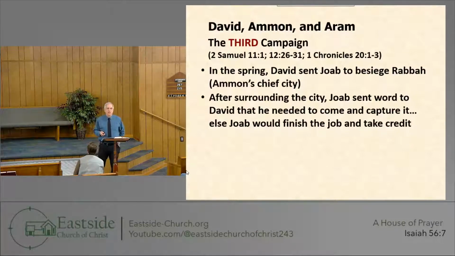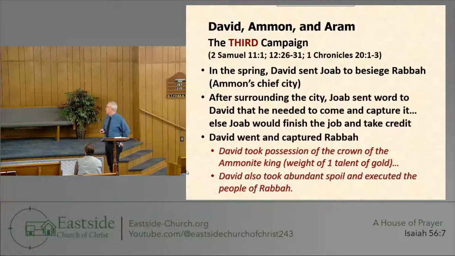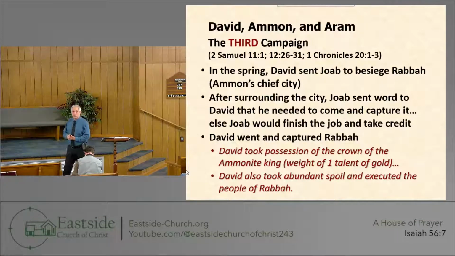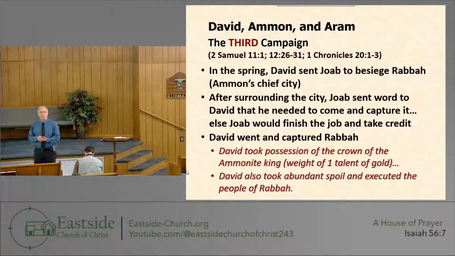You see that in 2 Samuel 12, verses 26 through 31. So David goes, they capture Rabbah. David takes possession of the crown of the Ammonite king. It weighed a talent of gold, this huge gold crown, other spoils, and they execute many of the people of Rabbah. So there's a final victory over the Ammonites that took a long time to succeed.